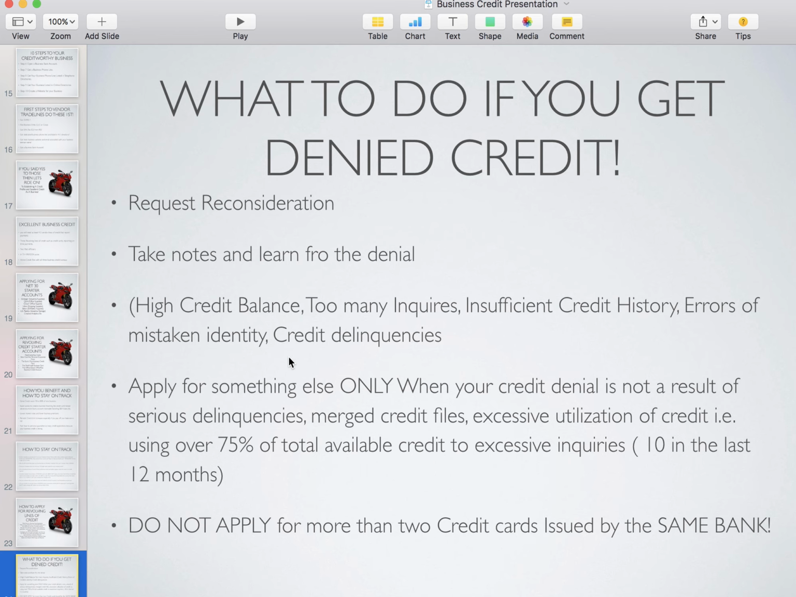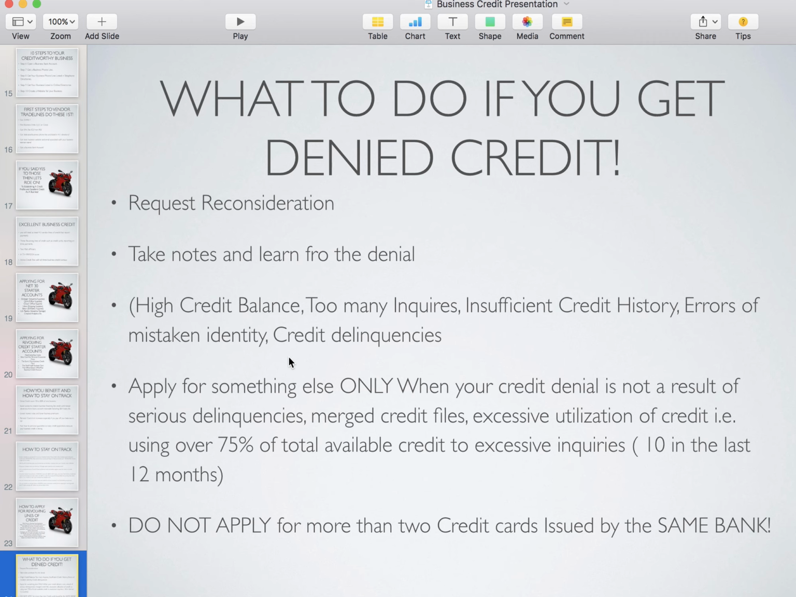And then you can have errors on your credit for mistaken identity, because you may sound like another business. And if you have any credit delinquencies, you might as well not even try to apply. All right. If you got denied and you don't have any of these things, then apply for something else. If you don't have credit delinquencies, too many inquiries, insufficient credit history, or errors of mistaken identity, maybe the bank just doesn't feel that you're ready to be banked by them. So it's okay to apply for something else at that point.